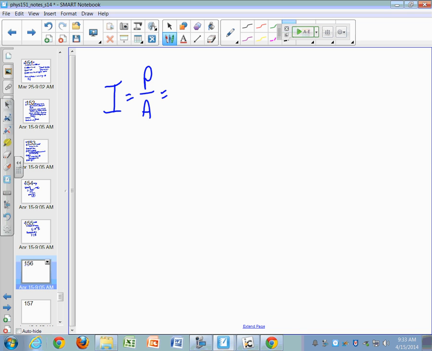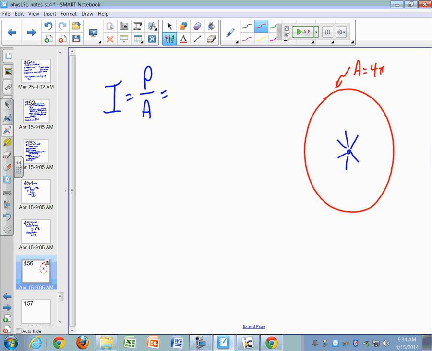And so if I imagine that I have this source of sound, sending out sound in all directions, and then I imagine that there's a sphere around it. This sphere has an area equal to 4 pi r squared. You don't need to know the equation for the area of a sphere, but you do need to know that it has this relationship with r that's squared. So the area of a sphere is proportional to r squared, and that would tell me that the intensity is equal to P over 4 pi r squared.